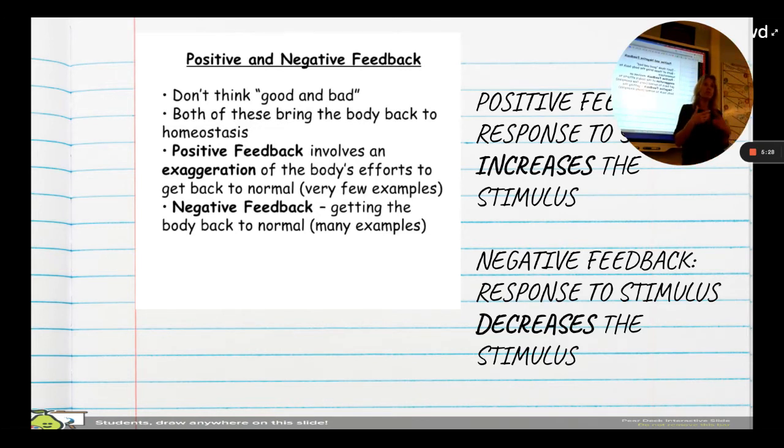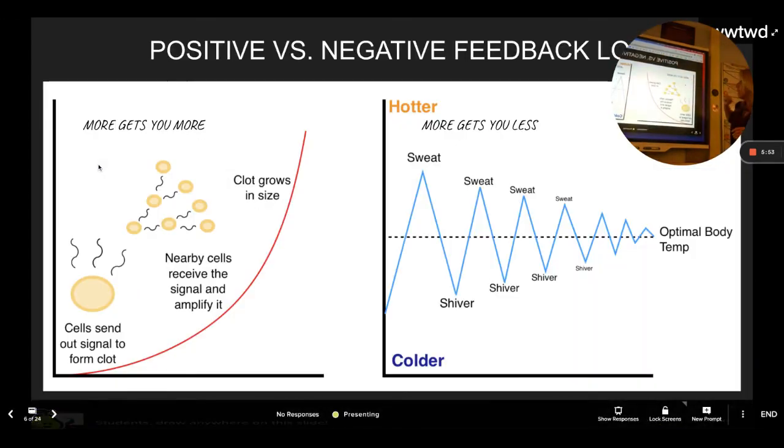It's usually something you need right away, like to get a baby out in birth, or you need to clot your blood, or you're in the middle of your menstrual cycle and you're trying to build up your uterine lining. So it's going to keep amping it up until you get to that climactic event, whatever that is. There's less of that. There's more of negative feedback, where it's corrective in order to maintain homeostasis. All right, and then here's just a little diagram to show that.